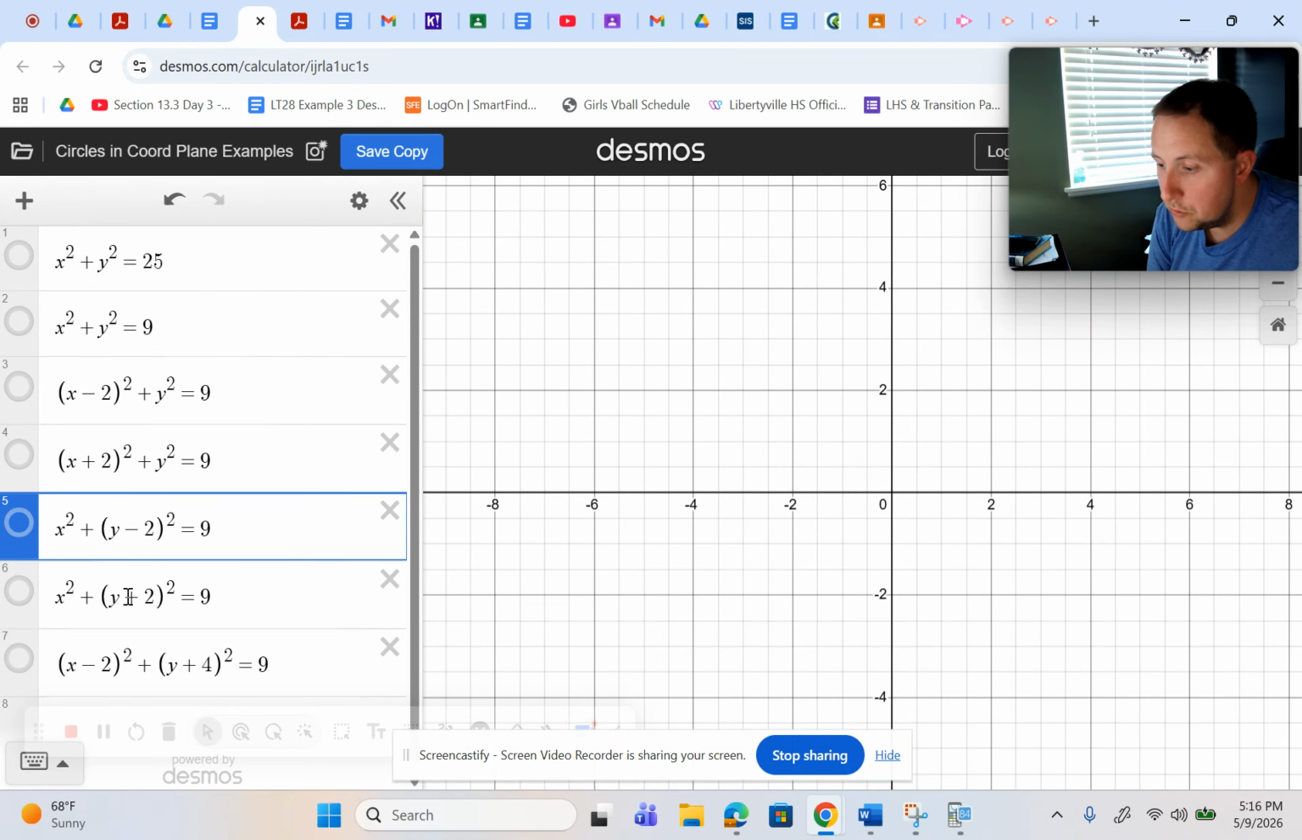Okay, if we go plus 2, you can predict it's going to go down 2 units, opposite of what you would expect. There we go. There's our center at 0, negative 2.